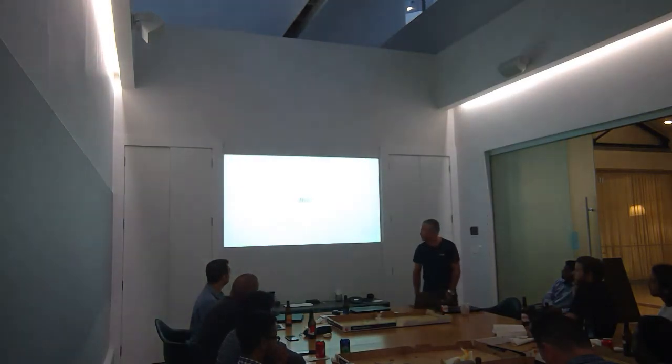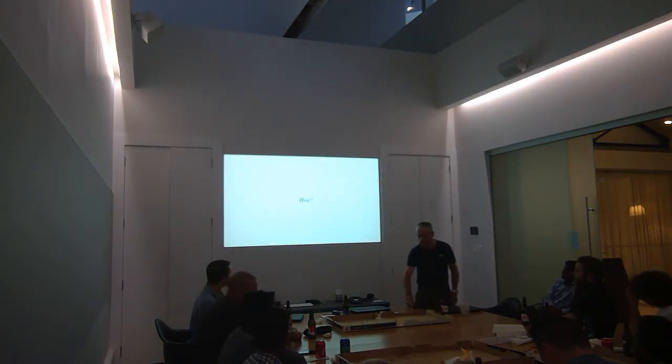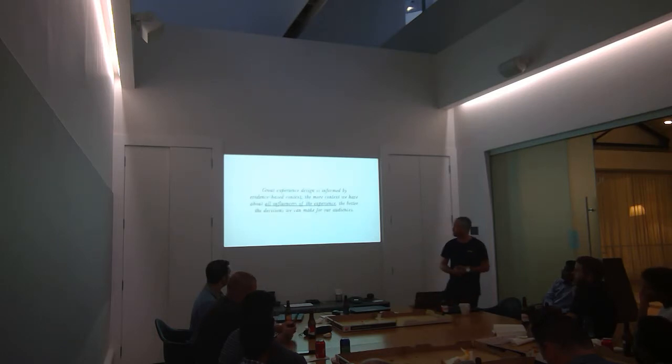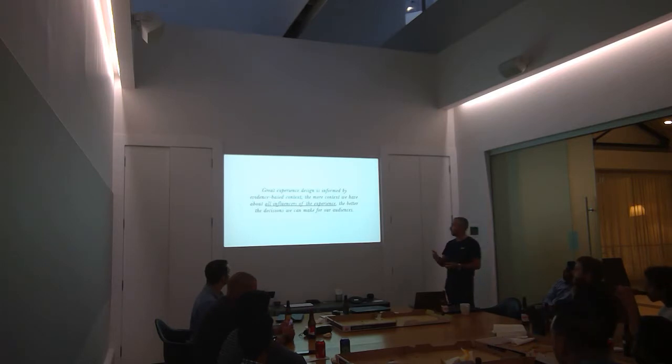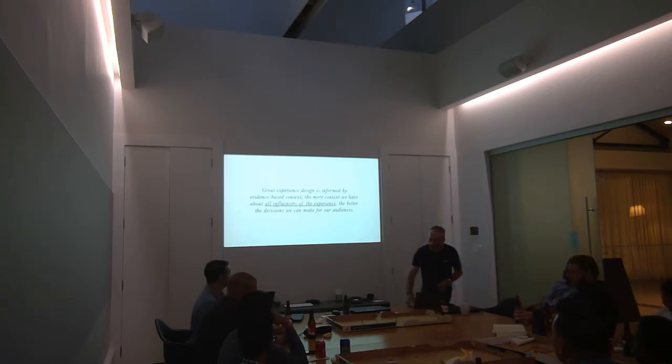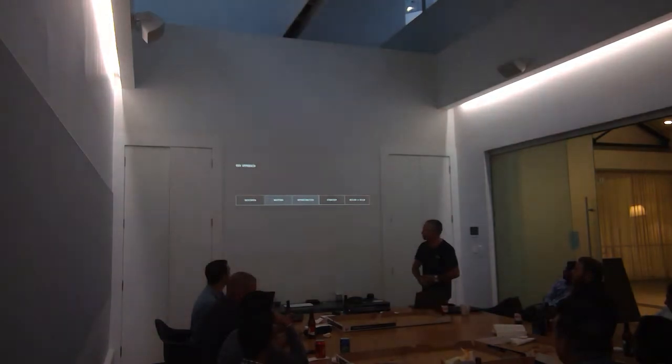So how do we do this type of work? I'll just give you a little bit of an insight into how we do it. Great experience design is informed by evidence-based context, understanding what users actually need. The more context we have about all influences of the experience, the better decisions we can make for our audiences. So we usually turn to journey mapping to a certain extent, large or small. It kind of sits behind a lot of what we do.